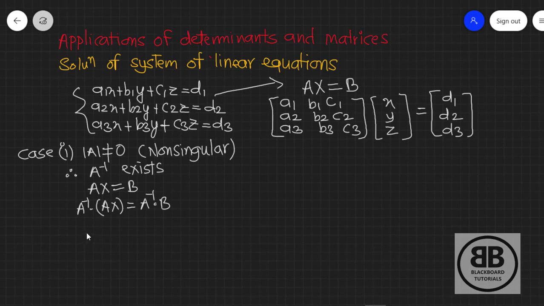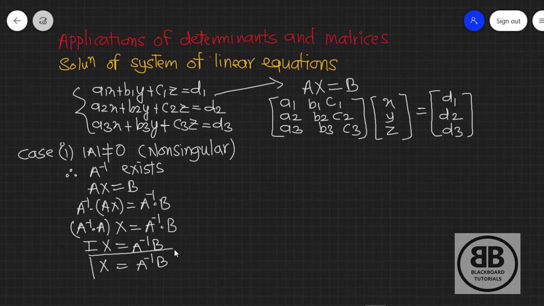By the associative property of matrix multiplication, this will be A inverse into A times x equals A inverse of B. But A inverse into A is the identity matrix, so this gives x equal to A inverse of B. So if the coefficient matrix is non-singular, then the solution of this system of equations is given by x = A inverse B, and that solution will be a unique solution.